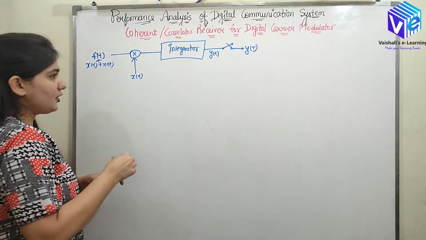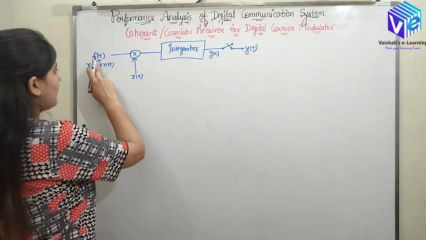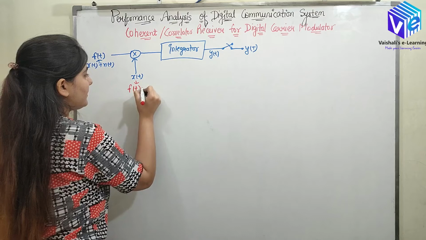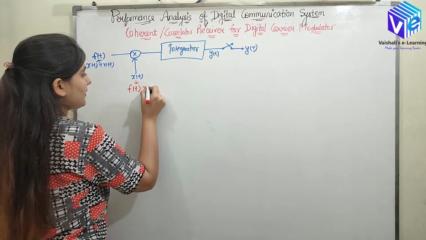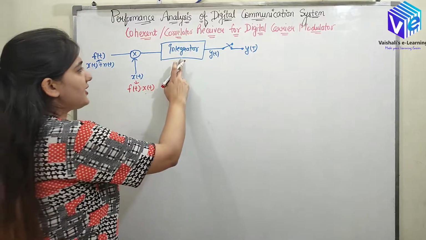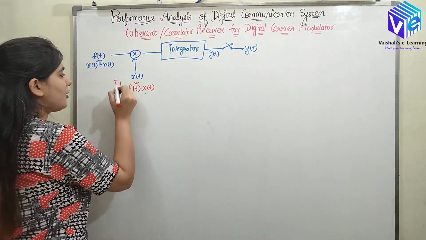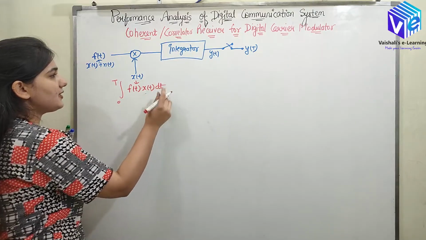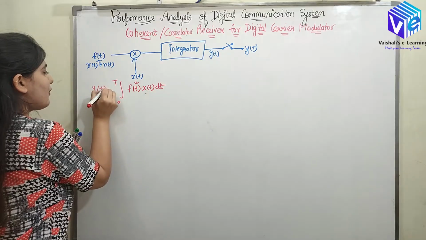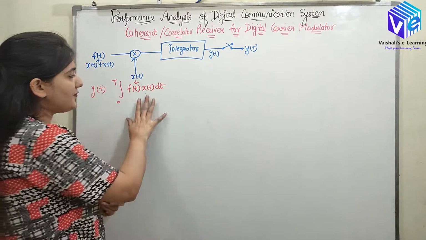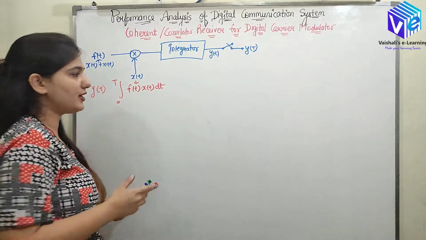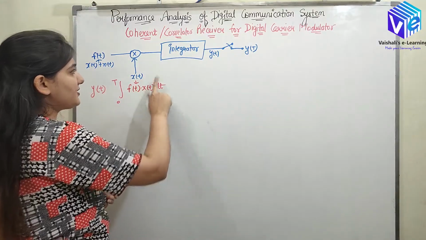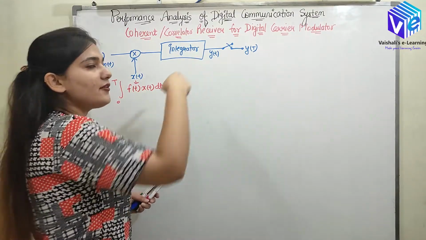the sampled output. So f(t) is multiplied with x(t), so at the first stage I will get f(t) into x(t). After that it is passed to the integrator. For the bit duration 0 to T, it is passed to the integrator and the integrator integrates it. So this is my y(t). After that it is sampled and we take the output. So this is the output of the coherent receiver. I had the input f(t), which is x(t) plus n(t), which is multiplied again with x(t), then integrated, and after that we sample it.